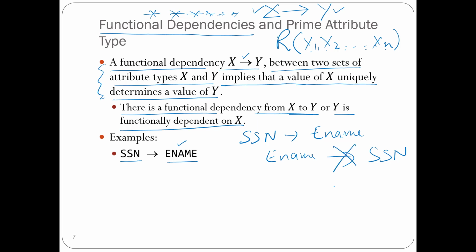So employee name does not determine the social security number, because it is possible that we may have multiple employees with the same employee name. So we should be careful about this functional dependency. We will use it only when X, let me put X, X is social security number. X functionally determines Y. Y is functionally dependent on X only when, given the value of X, you can uniquely determine the value of Y.